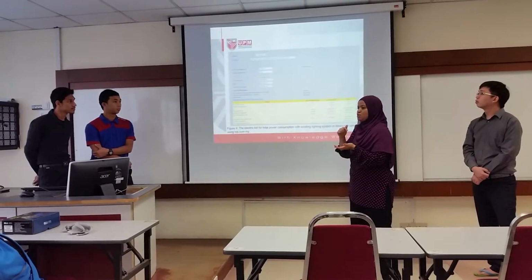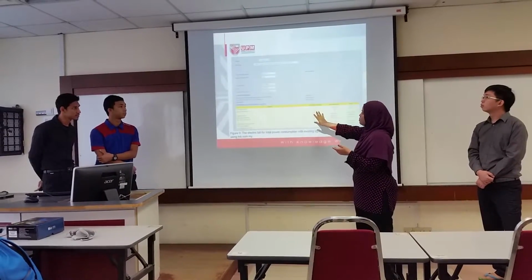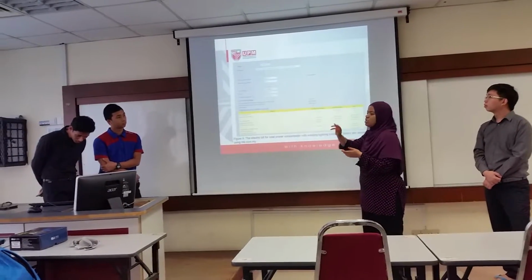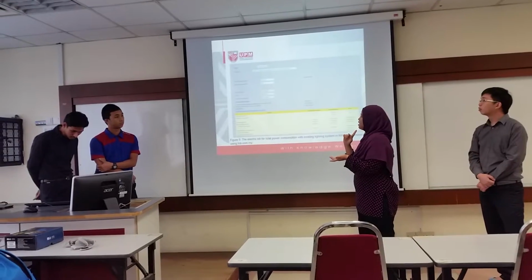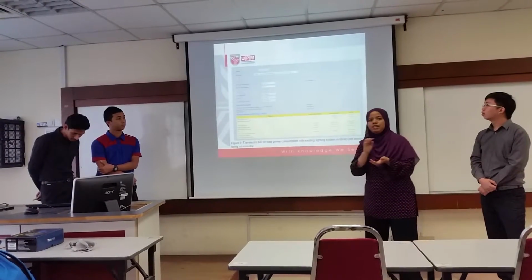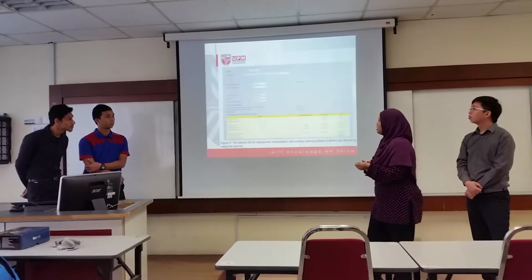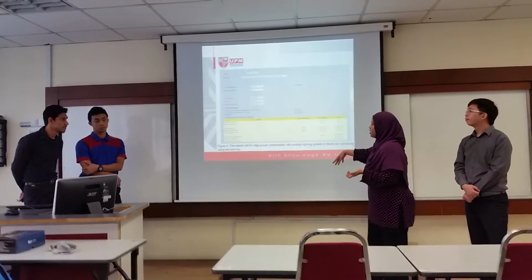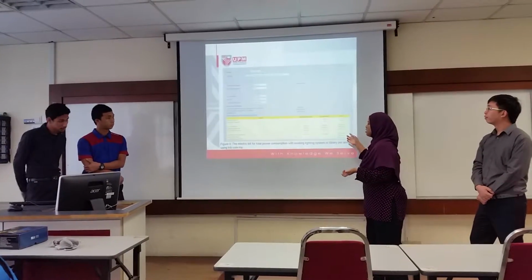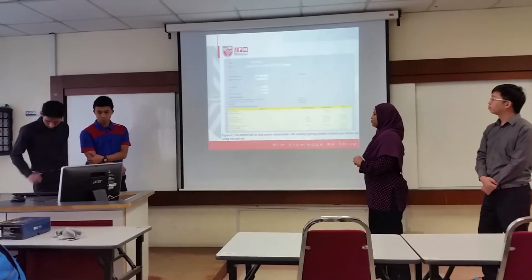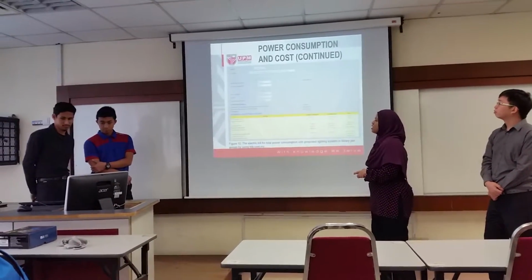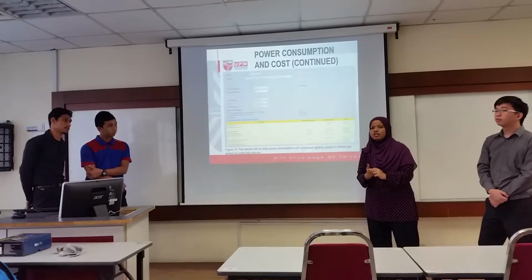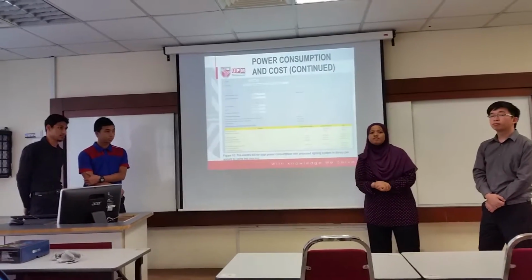Then we will get the 6% GST. Here, the current bill is 9,888 ringgit 69 cents, but the GST is 593 ringgit 32 cents. That's why it becomes 10,482 ringgit 1 cent. So from here, you can know the current month consumption and everything. This one is for existing. This one is for the proposed. As you can see, we actually reduced about 73% of the electric bill and the power consumption.